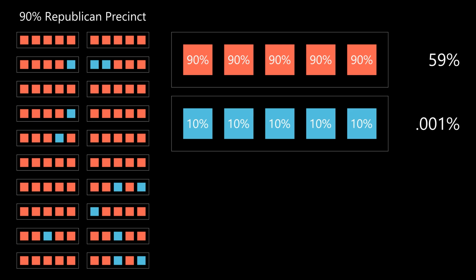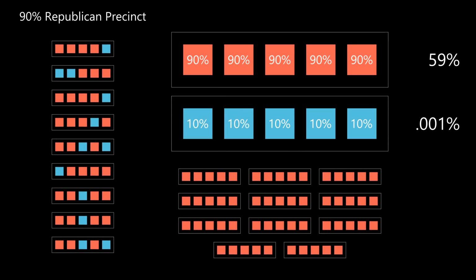So if you have a bunch of ballots in a Republican area, and there's a 59% chance of finding a Republican straight party ballot, but only a 0.001% chance of finding a Democrat straight party ballot, well, guess what? Odds are, all of your straight party ballots are likely to be Republican. 99.998% of them, to be more exact.